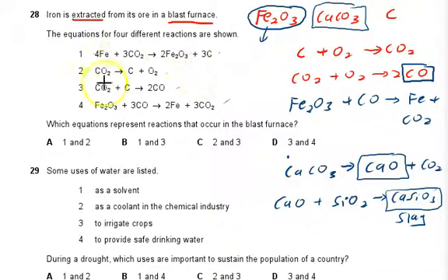So now let us look at the equations here. Number 2 is wrong. Number 3 is correct. Number 1 is also wrong. Number 4 is correct. Okay, they are in a sequence. So your best answer here will be D. Okay, now let us look at number 29.